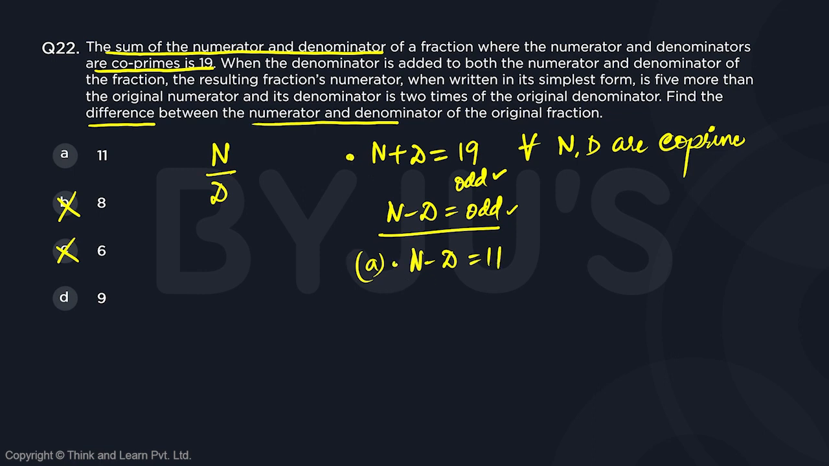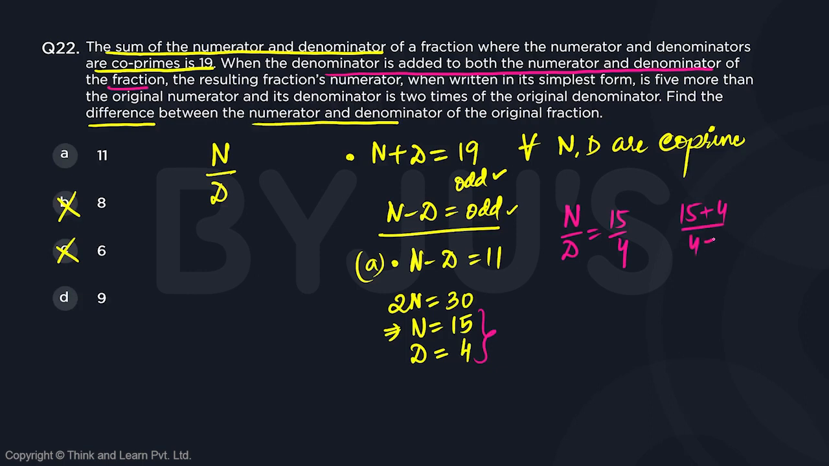If we solve these two equations, let's add them. We will have 2n equal to 30, so n is going to be 15. If n is 15, d is going to be 4. So let's try if everything makes sense with this numerator and denominator. The fraction initially was 15 by 4. Now, when the denominator is added to both the numerator and denominator, if I add 4 to both, this will become 19 upon 8.